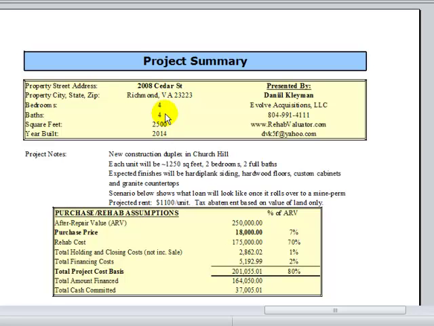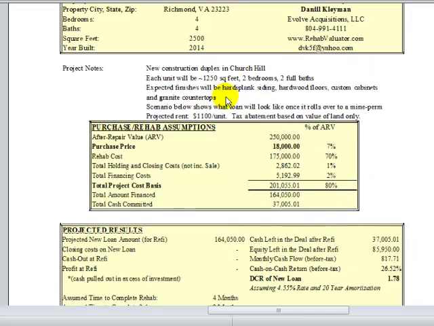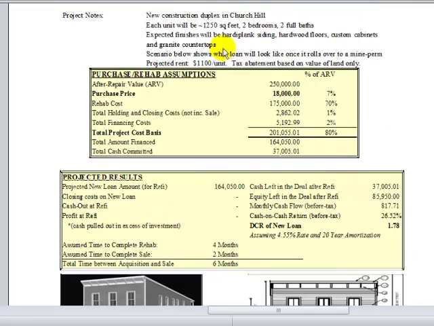Address, 4 bedrooms, 4 baths, square feet, year built, my information. Then I just put in the description here. New construction, each unit, expected finishes. Scenario below shows what loan will look like once it rolls over to a mini perm, and this is misspelled. Projected rent.